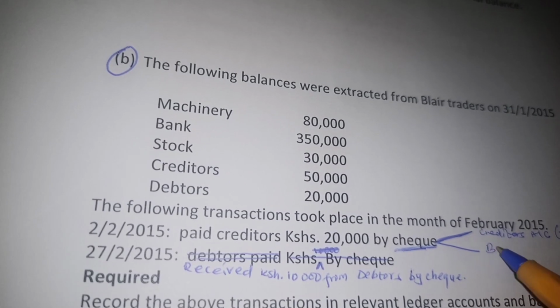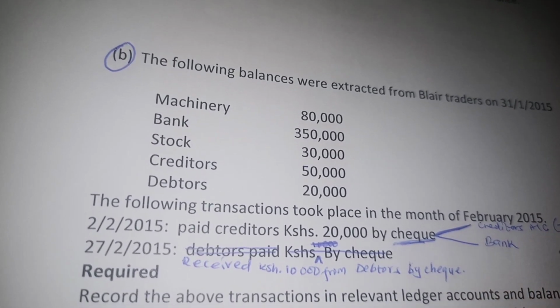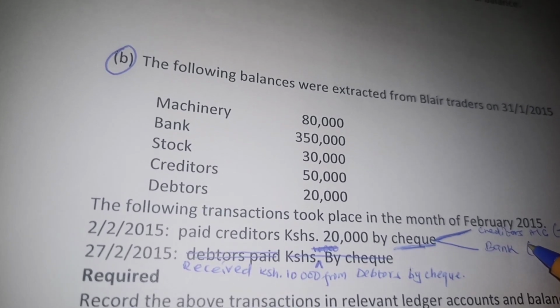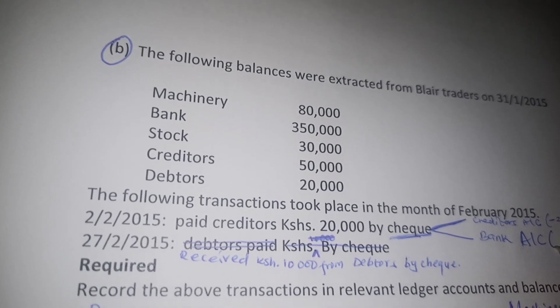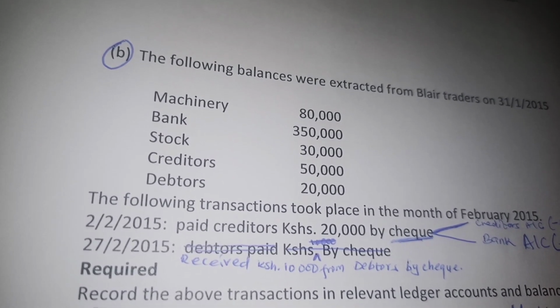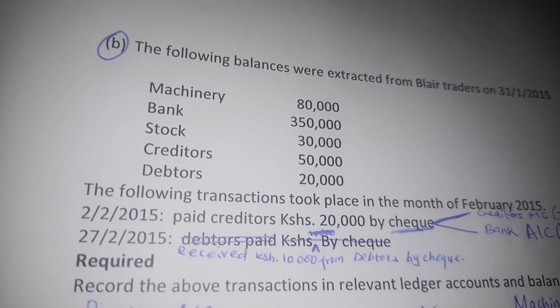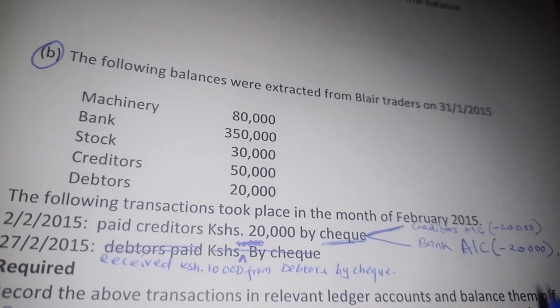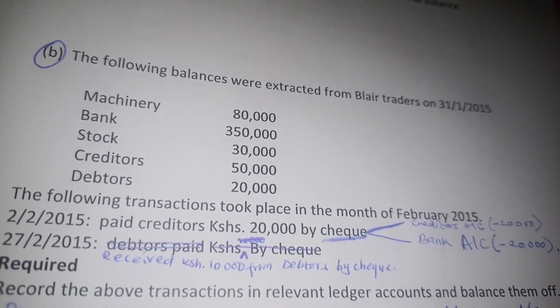So the bank account is affected. And how is the bank account affected? It reduces by 20,000. Bank account reduces also by 20,000. So that is what we are going to effect in our ledger.